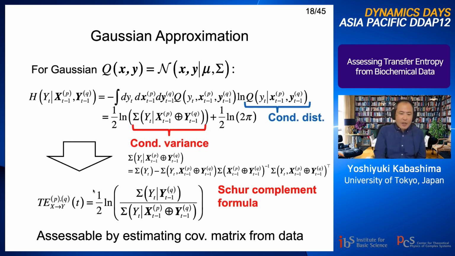But in the case of the Gaussian distribution, we can employ the Schur complement formula, so we evaluate this from the full covariance matrices. So if we can estimate the full covariance matrix from data, we can assess the transfer entropy by this formula. Okay, so this is fine.